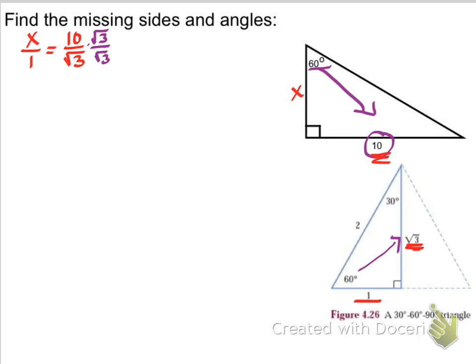But notice that it really is x over 1, which is just x. So I'm simply going to make 10 over square root of 3 proper by timesing top and bottom by square root of 3. And the side length I get for x is 10 square root of 3 over 3.